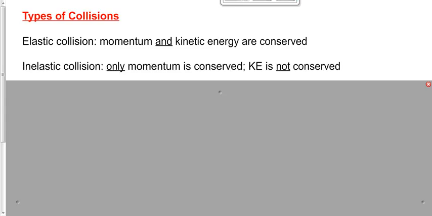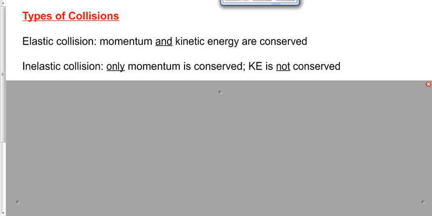Kinetic energy stays the same as well. Versus an inelastic collision, in which momentum is still conserved, because it always is if the system is isolated. But in this case, even if the system is isolated, kinetic energy is not conserved. Kinetic energy is lost. Now, when do we get an elastic collision versus an inelastic collision? Well, let me tell you a couple things.